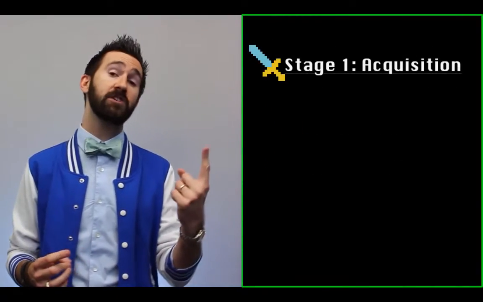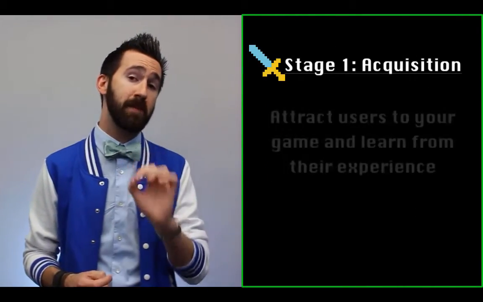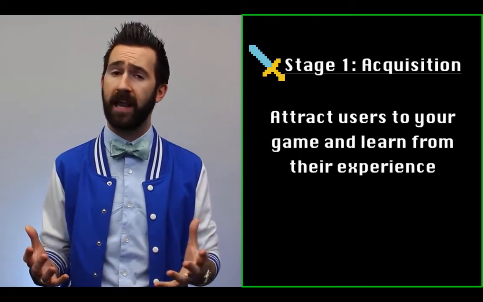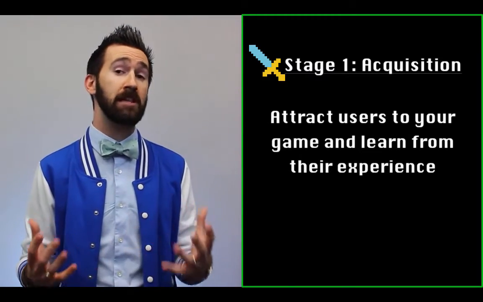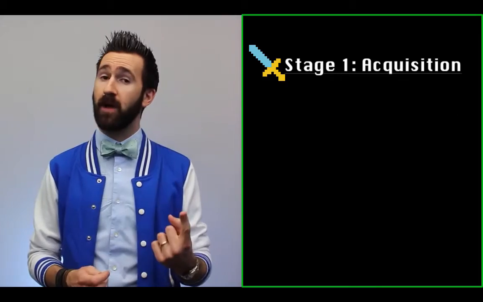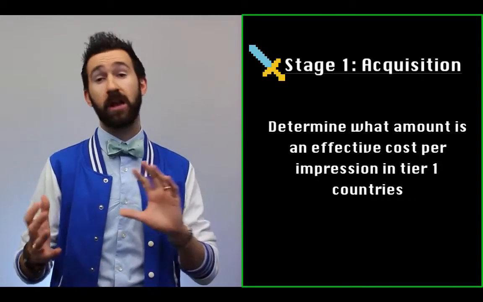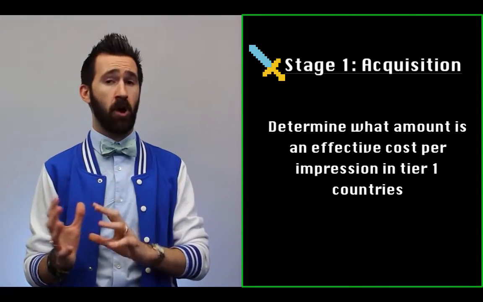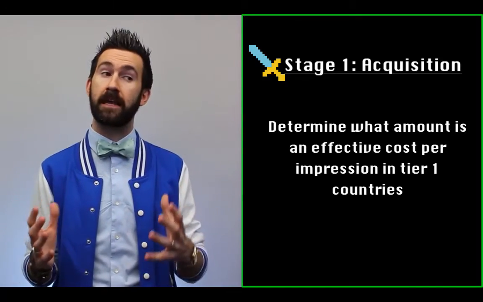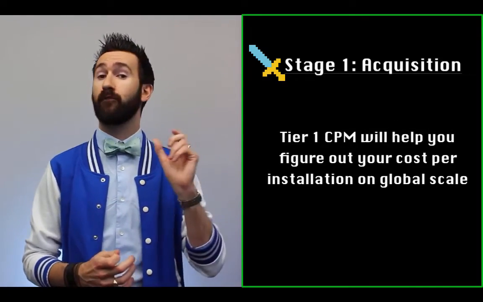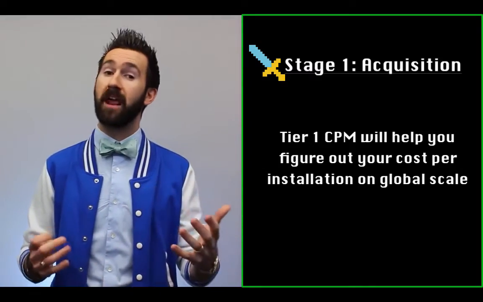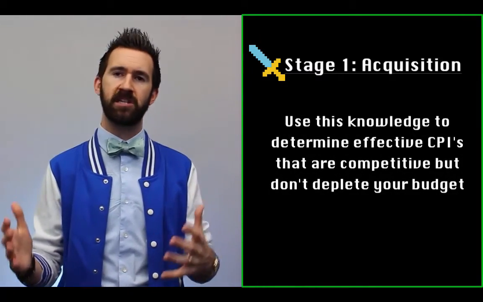Now, stage 1 is acquisition, attaining as many users as possible to spur organic growth and gain knowledge about the overall user base. The first way you do that is through research. Try to figure out what the effective CPMs are in your Tier 1 English-speaking and European mainland countries to estimate the CPIs for a global launch of a game. And then from there, don't bid that much higher than those CPIs.